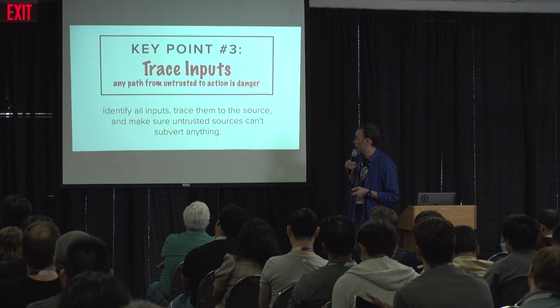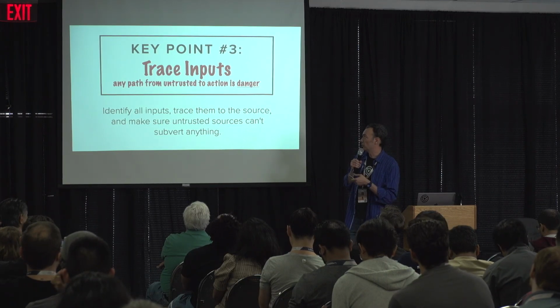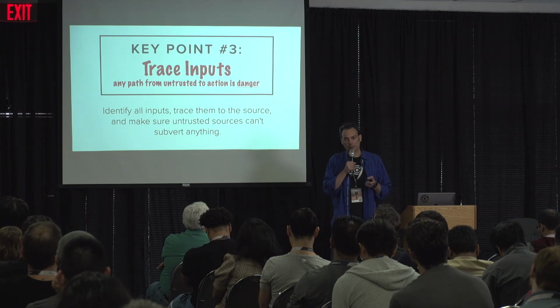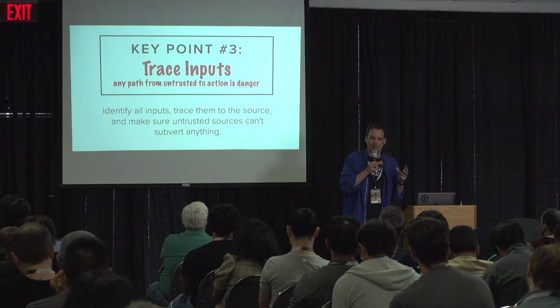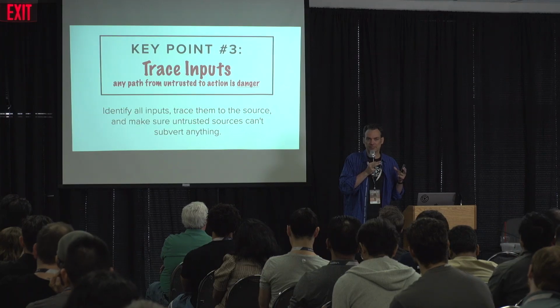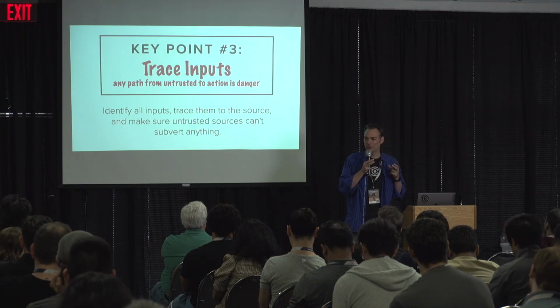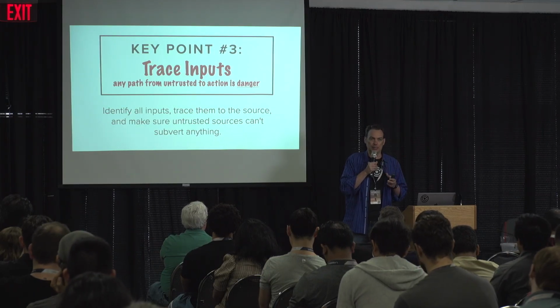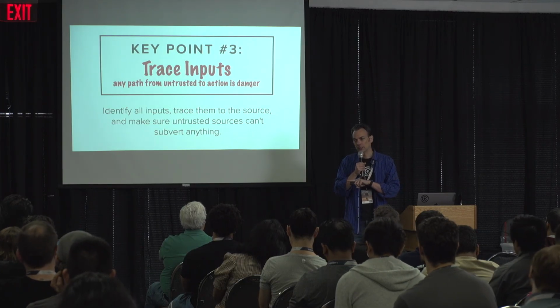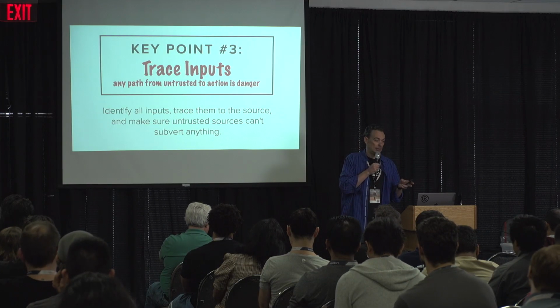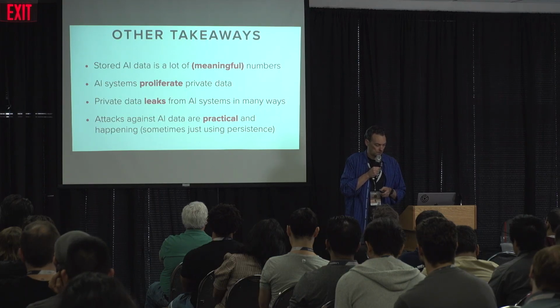And key point number three, trace the inputs. Any path from untrusted to action is danger. And you have to think about those places that you think of as trusted. I trust my notes, but wait, actually there's stuff in there that I didn't write. It's not 100% pure and trusted. That's something to give thought to and understand that anywhere untrusted can lead in, from text, from image, from anything, is potentially a problem.